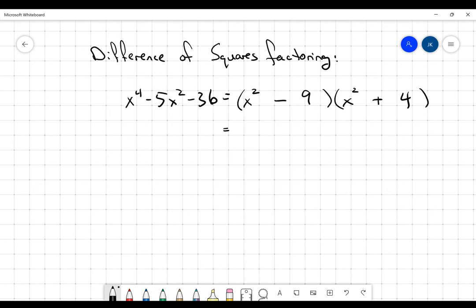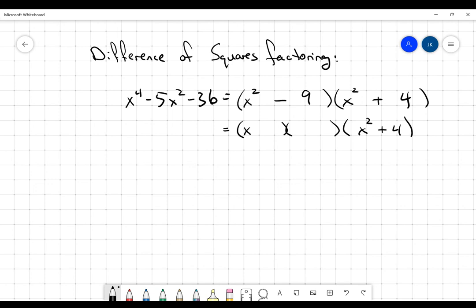So why does this fall into the category of difference of squares factoring? Well, it's because of the next step here. That x squared minus 9, that is a difference of squares. Now, I can't do anything with the x squared plus 4. That is a sum of squares.